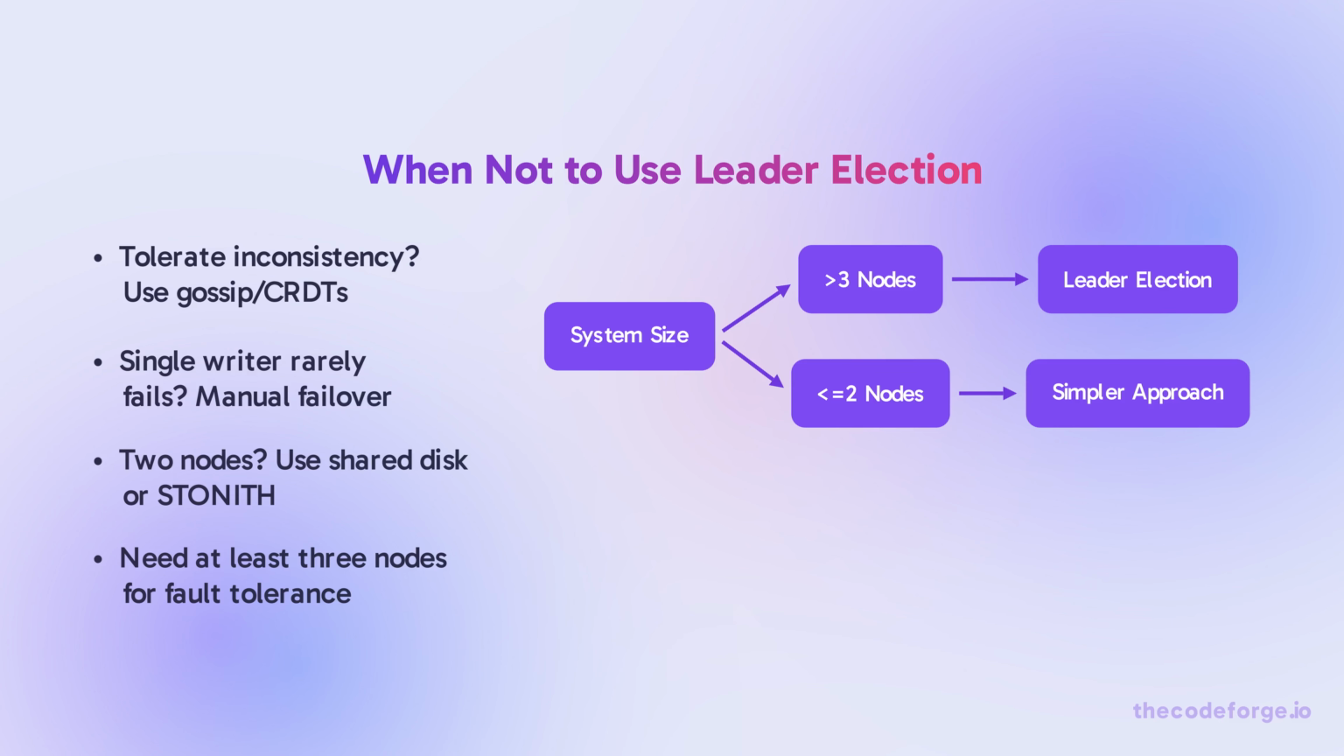Leader election adds complexity. If your system can tolerate temporary inconsistency, use a gossip protocol or CRDTs. If you have a single writer that rarely fails, manual failover might be acceptable. For 2 nodes, use a shared disk or STONITH. Only use leader election when you need automatic failover and you have at least 3 nodes.